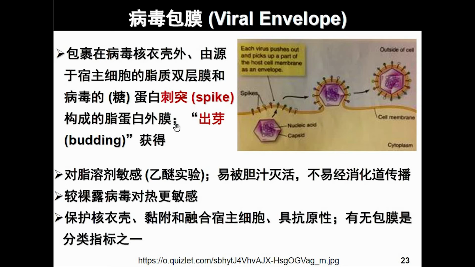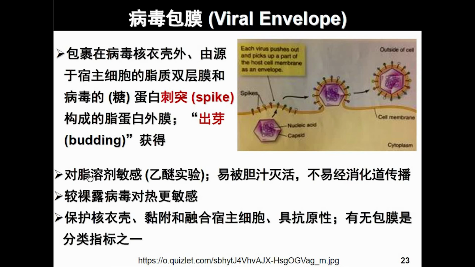What is the viral envelope made up of? It is made up of a double layer of lipoprotein, and then there is a spike at the end. The spike is found on the host cell first, and then this will cover the virus and it will get out of the cell. So this is how the envelope and then the spike come.